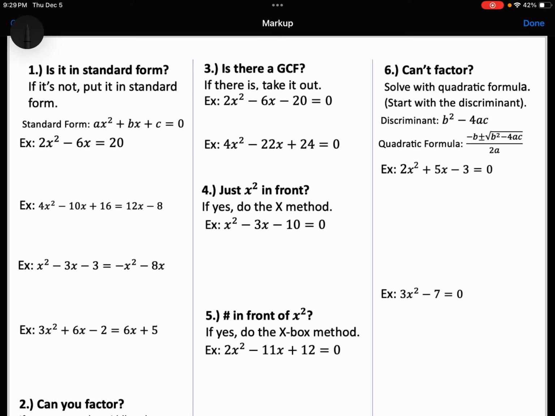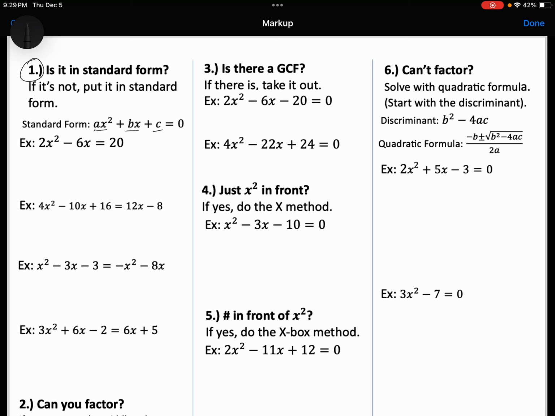Okay, so on this paper, I'm going to go through everything that you will need to know on this test as one condensed form for your notes that you can use for the test. So, first thing we want to do is look at, is it in standard form? Is the problem already in standard form, where this would be ax squared plus bx plus c.